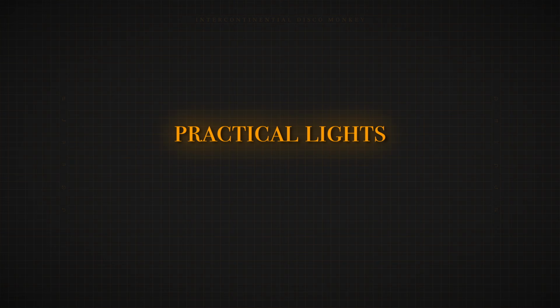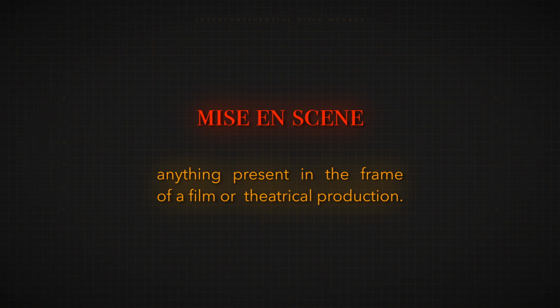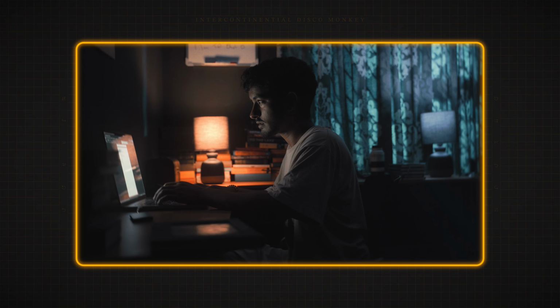And these things can be sorted out by using practical lights, by using composition, by using mise-en-scène, which is anything that's present in the frame, just to add some interest, and by shaping the light overall a bit more. And all these things come together to, like I said, add depth and to add shape, which overall creates a more interesting and more cinematic frame.